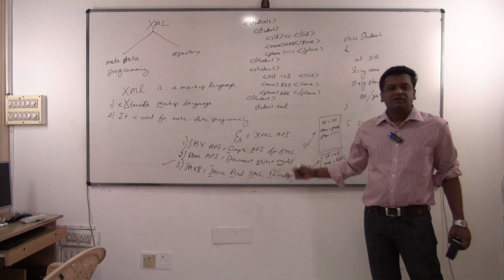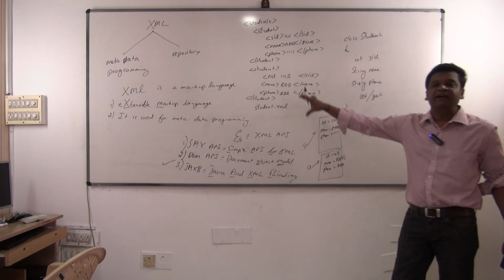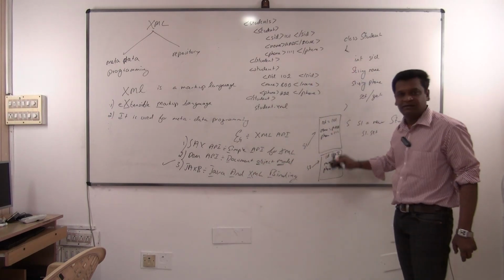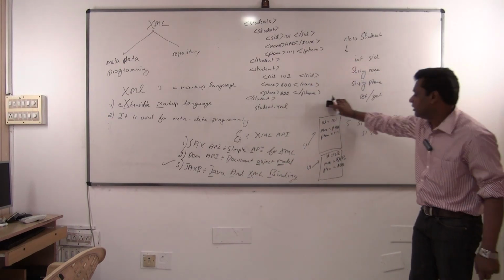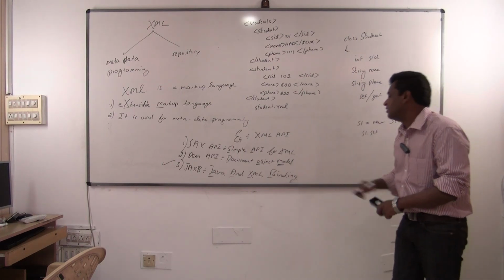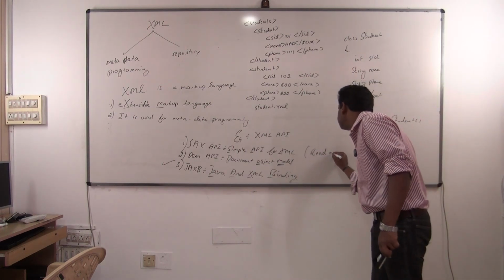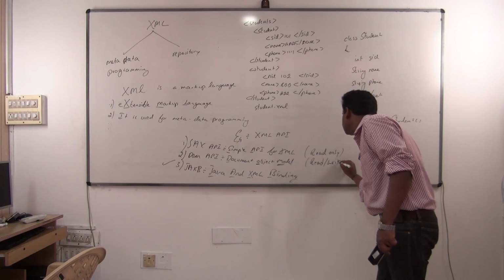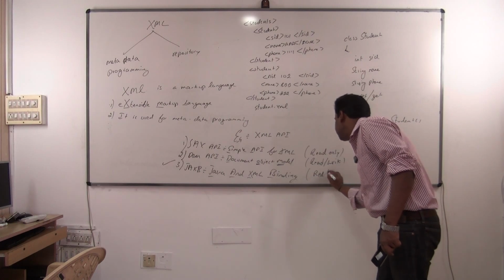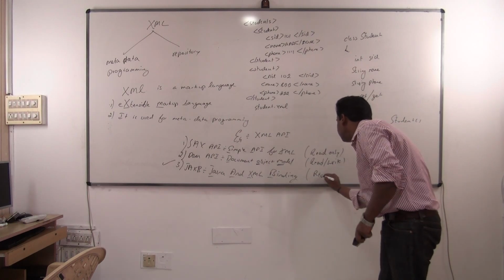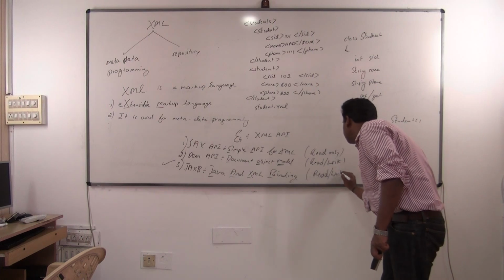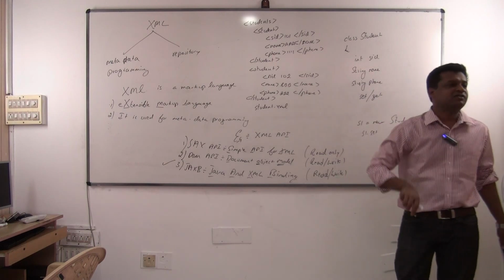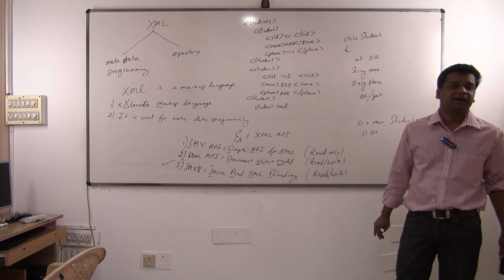Simple. SAX is a read-only parser. You can only read an XML file. More than that you can't do anything. DOM, no. What will it do? It can read and write. JAXB is also read and write. Now what do you mean by read and write? Read and write means you can read this file also, you can update the file also, or you can delete some tags also, or values. They are called read-write parsers.